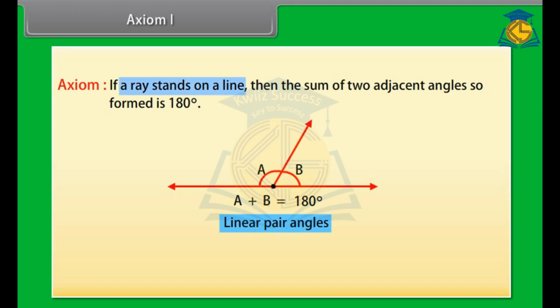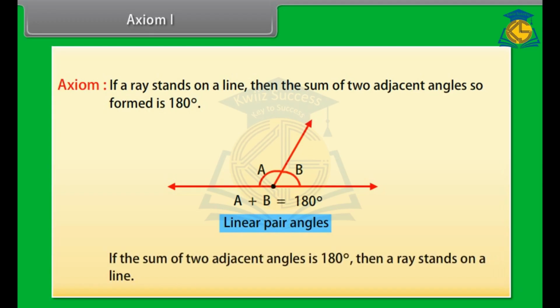Given that a ray stands on a line, from this we can conclude that the sum of two adjacent angles so formed is 180 degree. Let us write this axiom the other way. That is, we will take the conclusion of the axiom as given and the given as the conclusion. So it becomes, if the sum of two adjacent angles is 180 degree, then a ray stands on a line, that is, the non-common arms form a line.